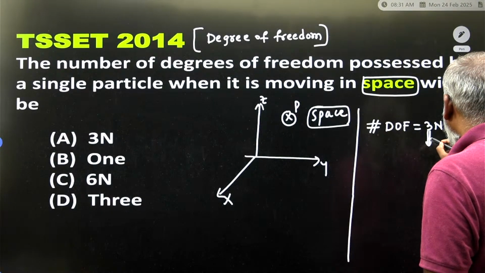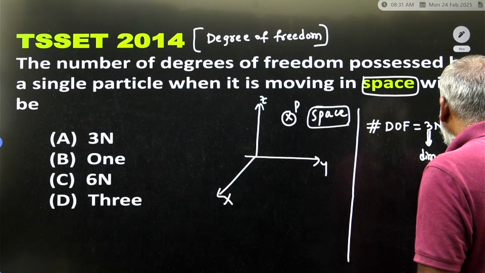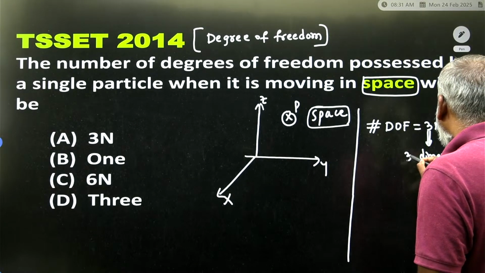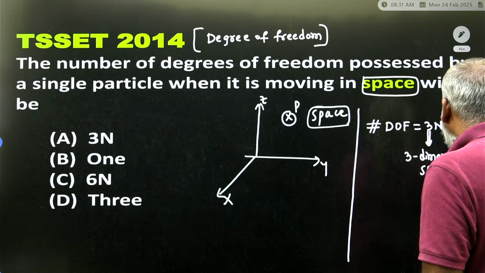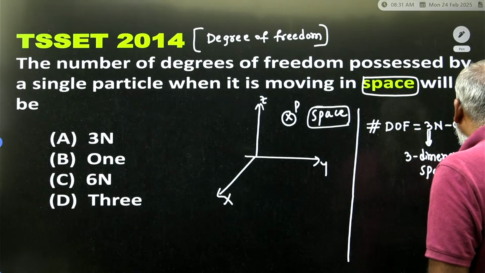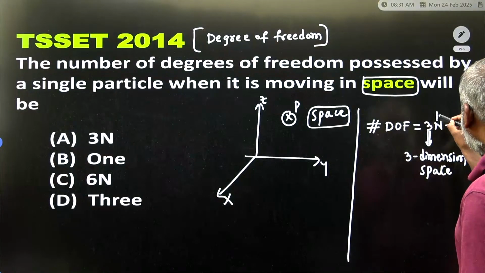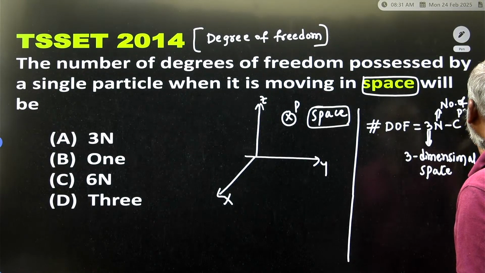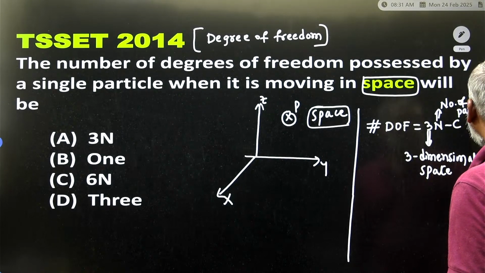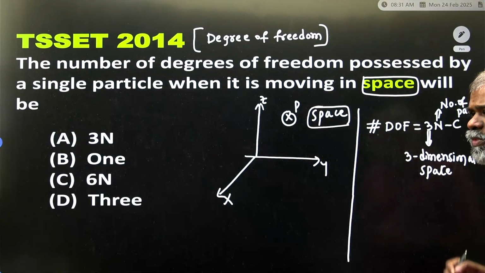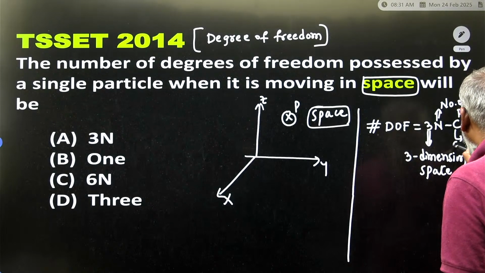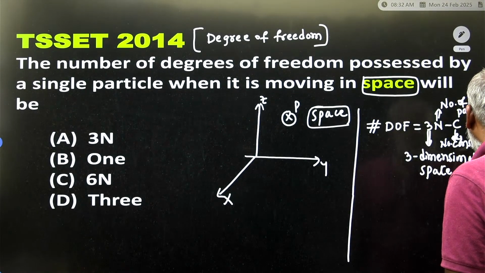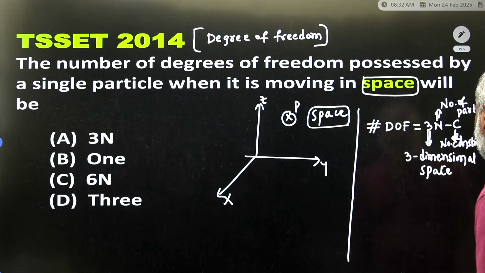So 3 is the dimension. What is the 3? 3 indicates the dimension of the space we have to take, so consider a three-dimensional space. What is n? n is the number of particles. What is c? c is the number of constraints.